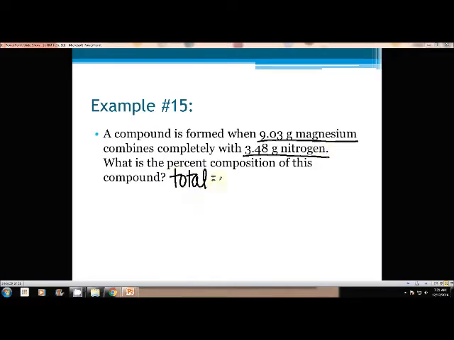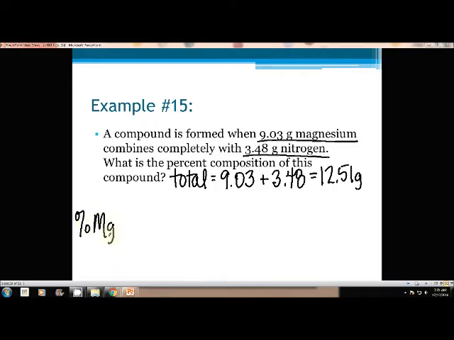So the total is just adding those 2 together. So the 9.03 and the 3.48. So total mass, I got to be 12.51 grams. So that's going to go in the denominator. Now, since we have grams of each element, we can choose whichever one we want to do first. It doesn't really matter. So, because magnesium came first, I'm going to do magnesium.